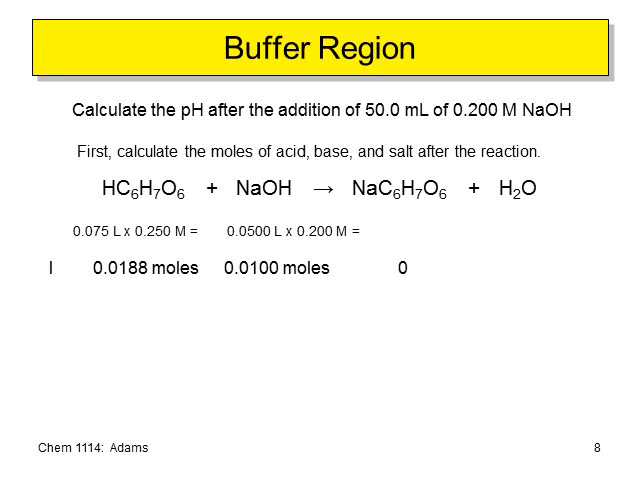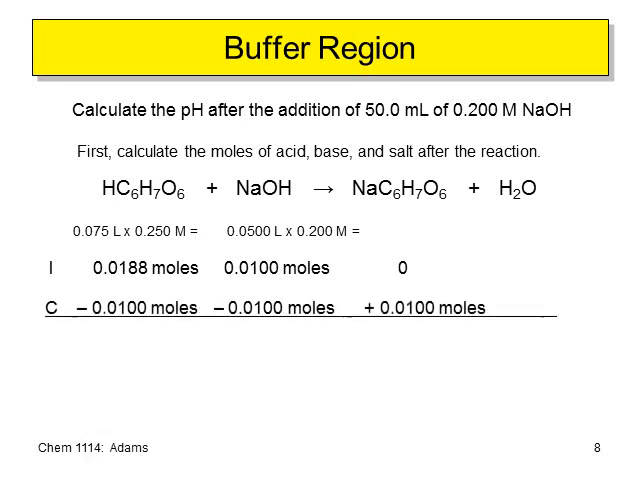Now you can hopefully see that this is a limiting reactant problem. One of your reactants is going to run out way before the other one does, and that is sodium hydroxide. So only that amount can react. Only 0.0100 moles can react, and if you look on the product side, only 0.01 moles can be formed.